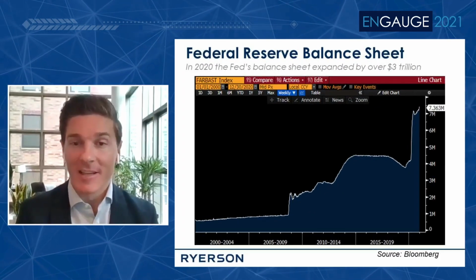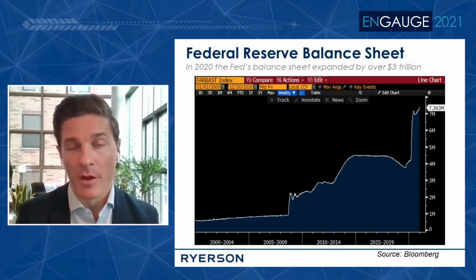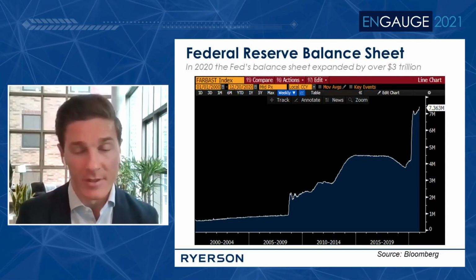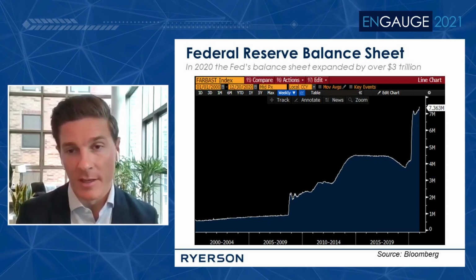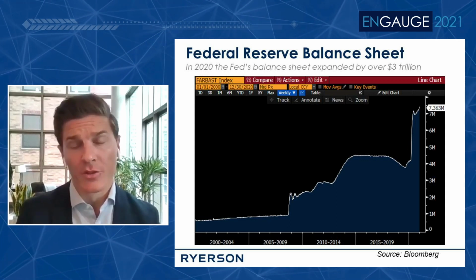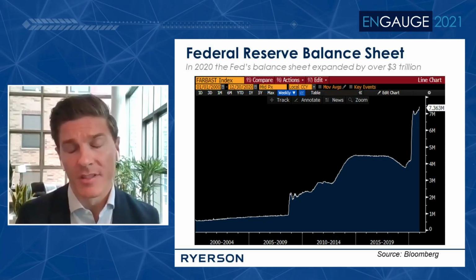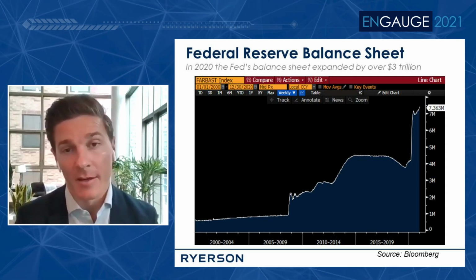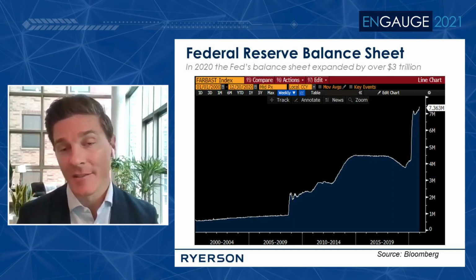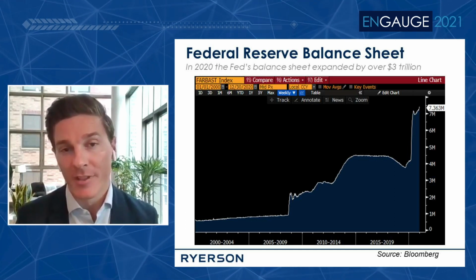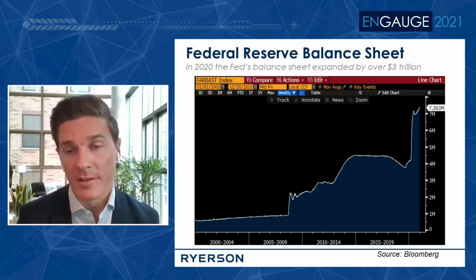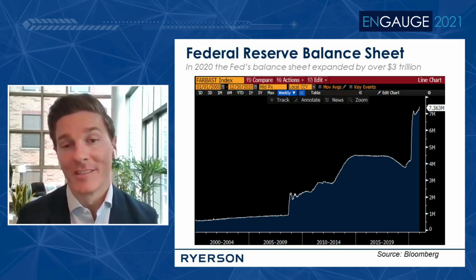So first things first, you can't talk about the macro environment without talking about the Federal Reserve balance sheet. It's been no secret that there's been a lot of stimulus that's taken place over the last 12 months, but just looking at it graphically is pretty staggering. So over the last 12 months, the Federal Reserve has added about $3 trillion, and yes, that's with a T, $3 trillion to the Federal Reserve balance sheet, taking that balance sheet up to about $7.36 trillion.